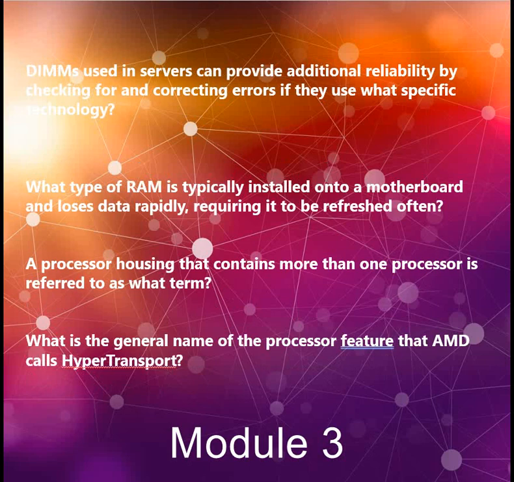So on to question 5. DIMMs used in servers can provide additional reliability by checking for and correcting errors if they use what specific technology? All right. First possible answer is EDB. That is incorrect. Next is parity. That is also incorrect. And then quad channel is incorrect as well. So for a simplified answer, your ECC, that is the correct answer. And that can be found on page 118 in the Notes 1 section, on page 118 in the text.